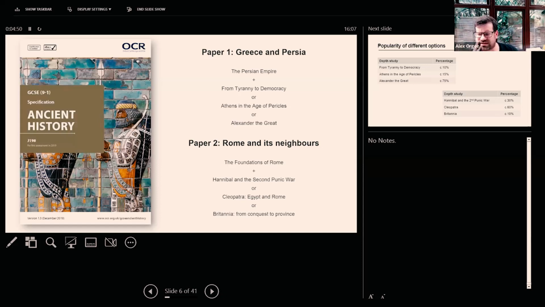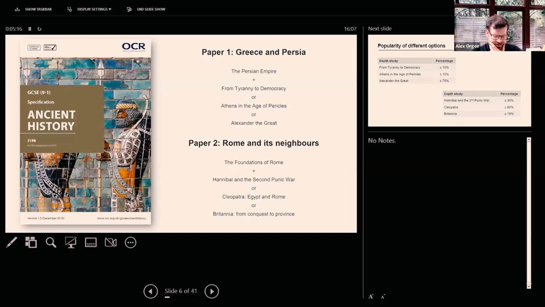And then with the Alexander the Great depth study, this focuses on Alexander's conquest of the empire that Darius III had, the last Achaemenid king. So understanding how the Persian Empire was ruled, in terms of the satraps, the royal roads, and things like that, can help minimize the amount of contextual information that needs to be brought in.